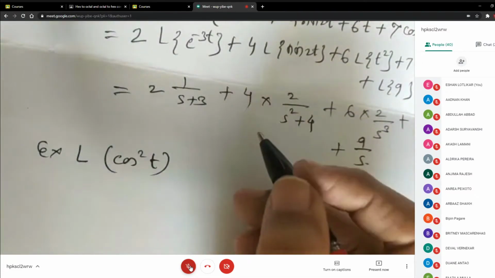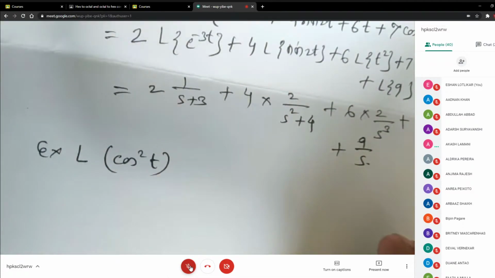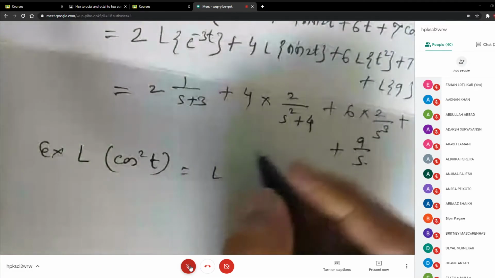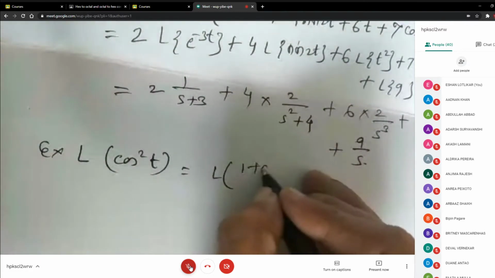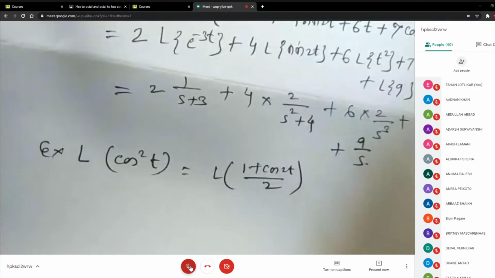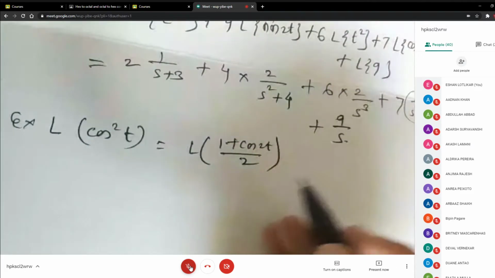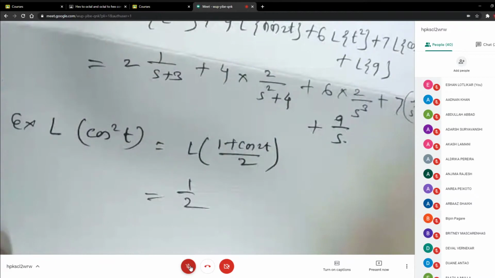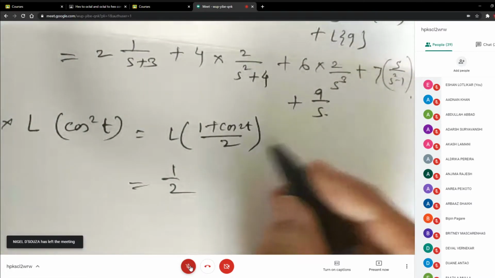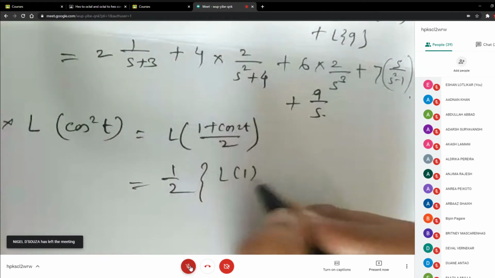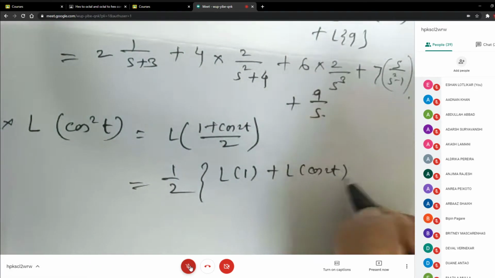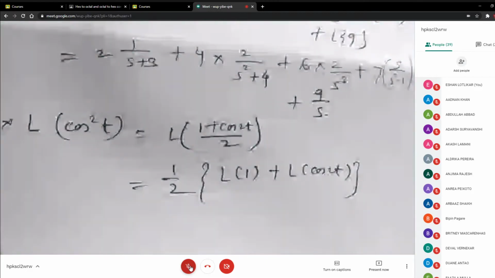Laplace of cos square of t. Any idea, any guesses how to go about it? Ma'am, we can separate cos square into cos, then use 1 plus cos 2t upon 2. Very good. 1 plus cos 2t upon 2 is the substitution for cos square of t, so make use of that. Then 1 by 2 is a constant, take it out. Linearity property: Laplace of 1 plus Laplace of cos 2t. Correct? Now write the final answer.